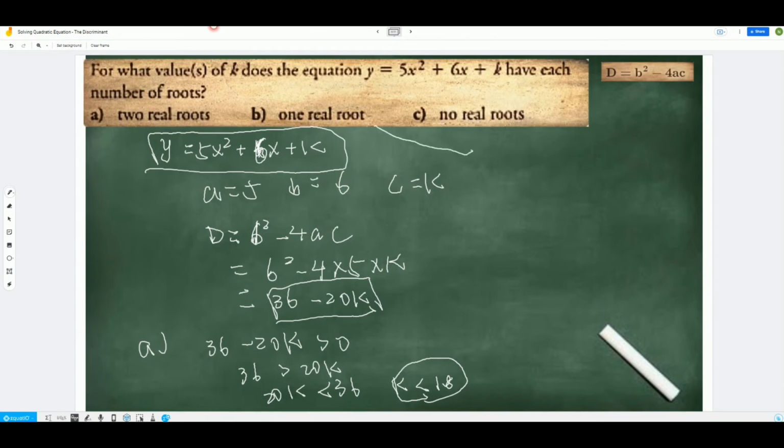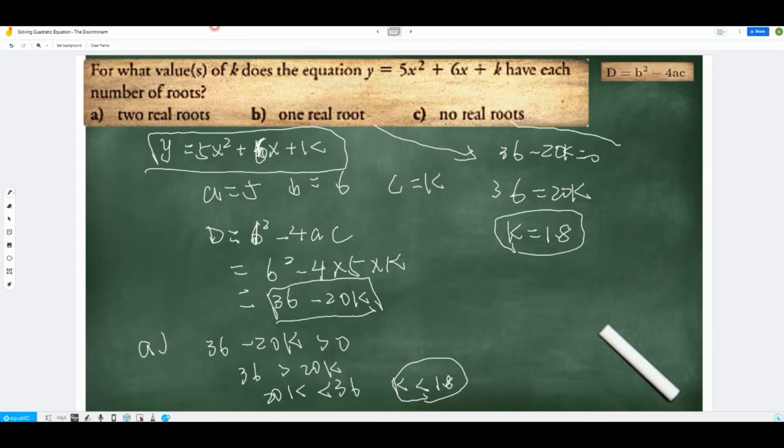Okay, that's solve B. One real root means D equals 0, right? D equals 0 means 36 minus 20k equals 0. So 36 equals 20k. Both sides divide by 20, k equals 1.8. Okay, if k equals 1.8 it means only one root.